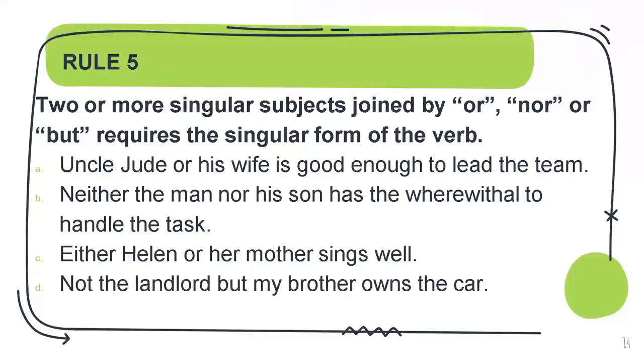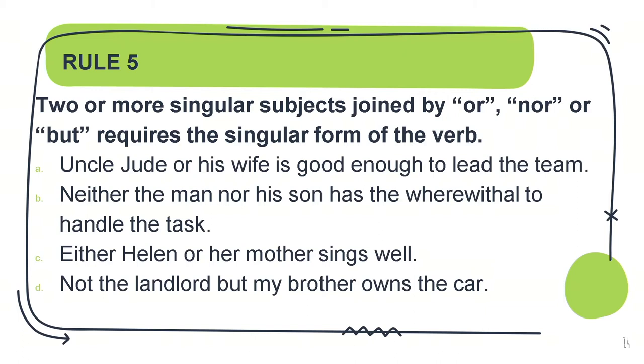Now let's move on to rule five. Two or more singular subjects joined by or, nor, or but requires the singular form of the verb. Note those three conjunctions: or, nor, and but. Now let's look at some examples.